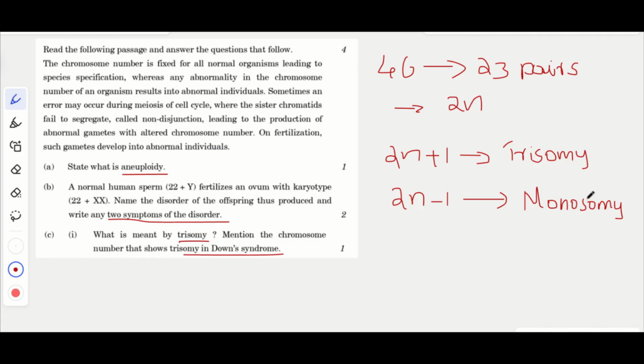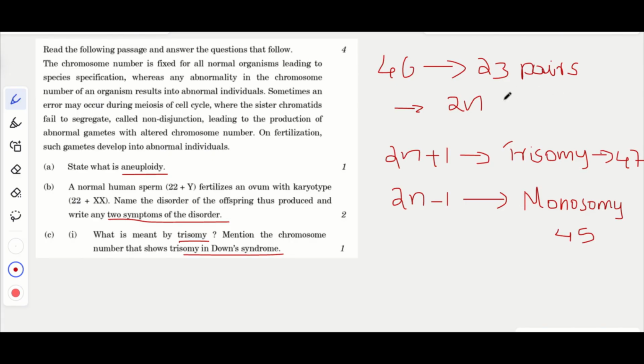So, trisomy will lead to Down syndrome and monosomy will lead to Turner syndrome. Okay. So, in trisomy, a total of 47 chromosomes will be there. In monosomy, there will be 45. Got it? So, basically, what is aneuploidy? It is a gain or loss of an individual chromosome, not the whole set.